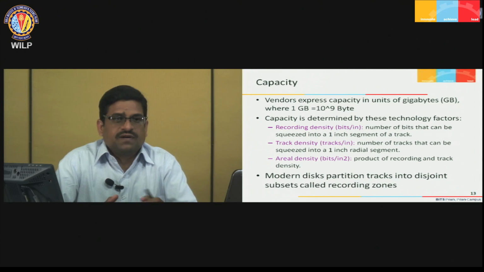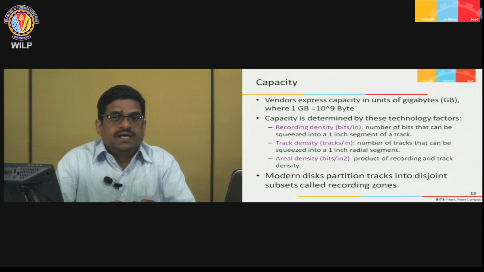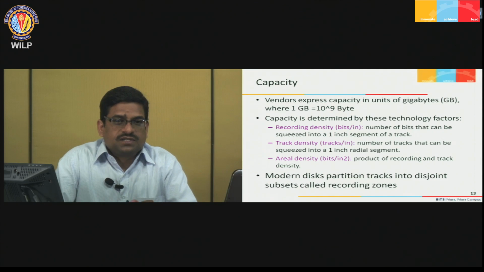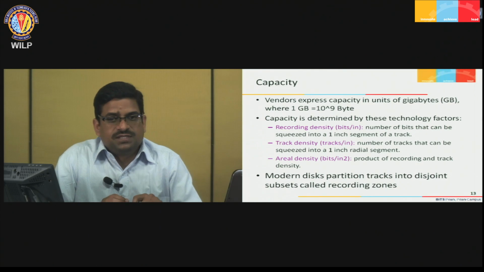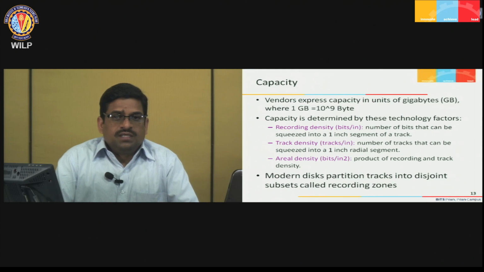The material which is required will be less. So, the number of bits that can be squeezed into 1 inch segment of a track is called the recording density. Then the track density, how many tracks you can fit in a given area, so tracks per inch, and then the areal density, which is measured in bits per inch square. The product of recording density and the track density is called the areal density. So, these are the three parameters on which the disk capacity is determined.